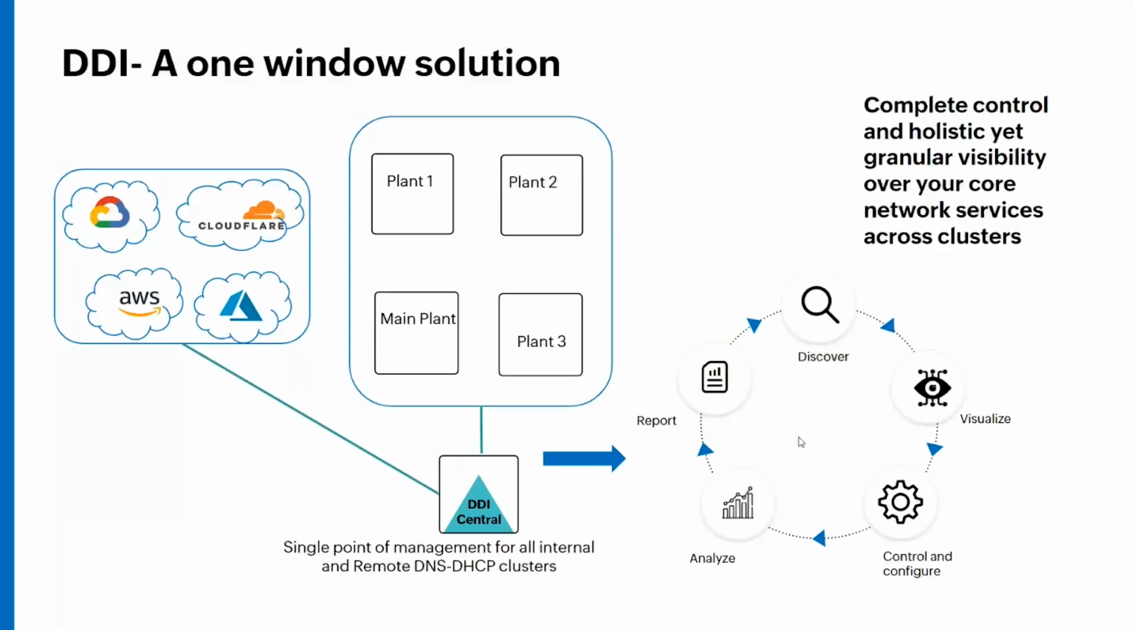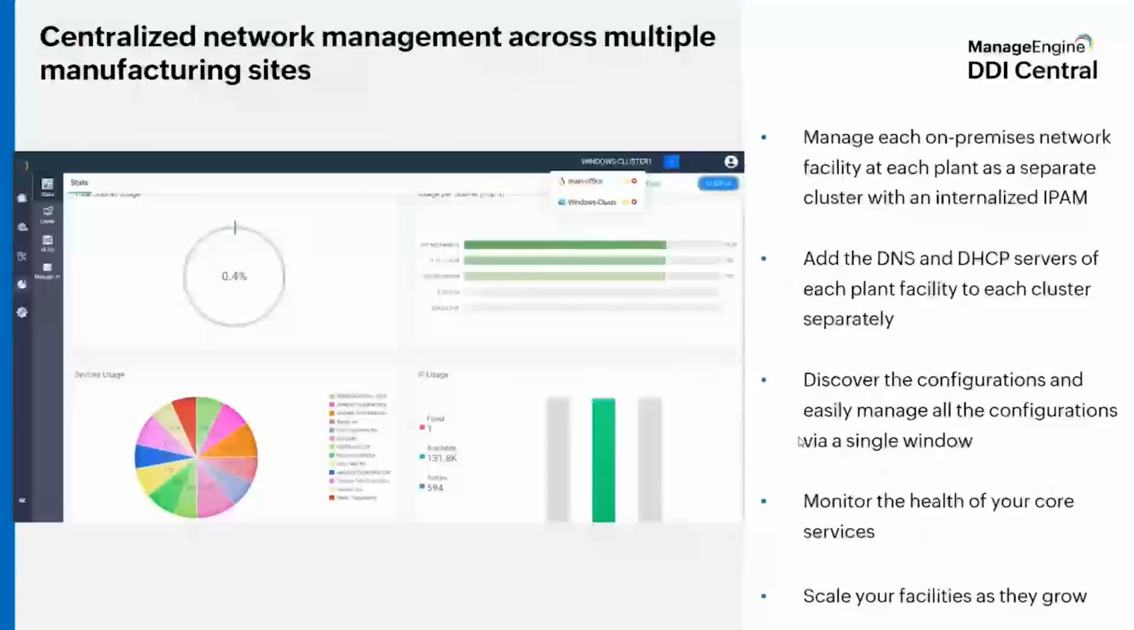This way, the main manufacturing network administrators can holistically view and centrally manage the core network services of different remote sites that are associated with the main plant, all from a single window. With a centralized network management across multiple manufacturing sites, your administrators can add the DNS and DHCP servers of each plant as separate clusters and manage their on-premise network facility. And they can also discover the configurations and manage all of them via a single window. This also enables you to monitor the health of the core service and scale the facilities in each cluster.